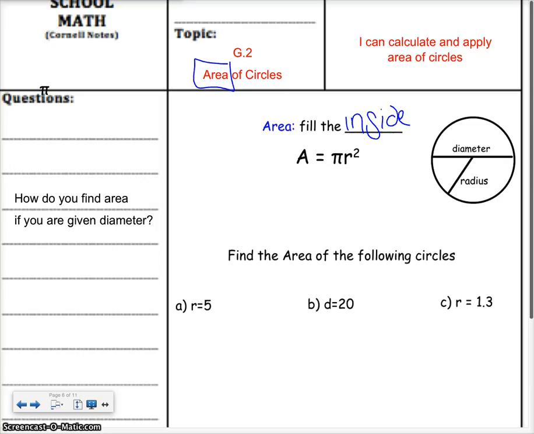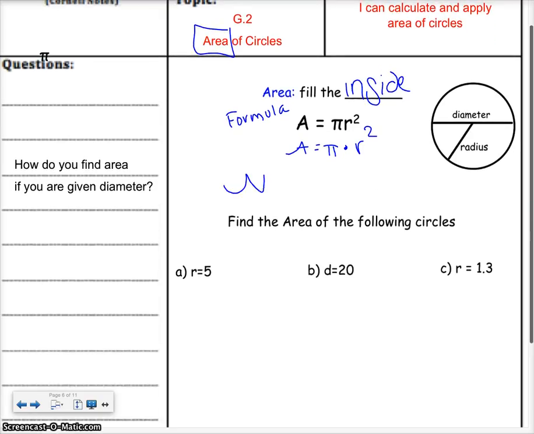The formula for area is pi r squared. This means pi times r squared. And the order of operations tells you that you do exponents before you multiply. So you need to go r squared times it by pi. Okay, according to PEMDAS, that's what you do.